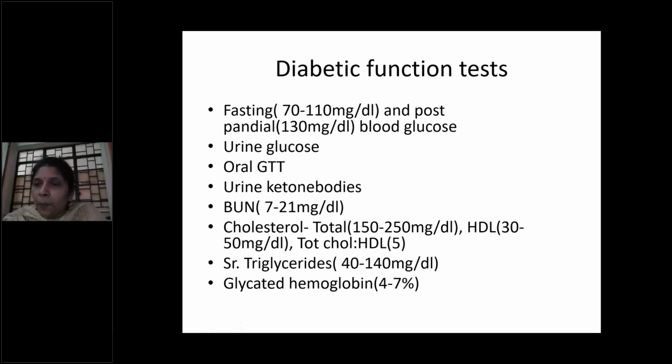Another very important test, especially in monitoring of the glucose levels: if the patient has been compliant, you may get the normal levels now, but you don't know whether over a period of time he has been maintaining blood glucose. So that is called glycated hemoglobin, HbA1c. This is a test usually for monitoring a 3-month average blood glucose level. That is the use of glycated hemoglobin.